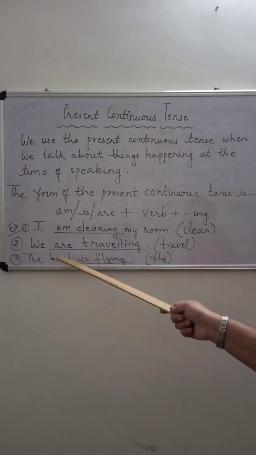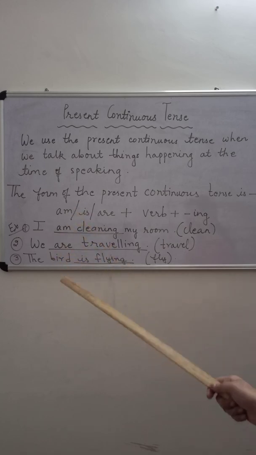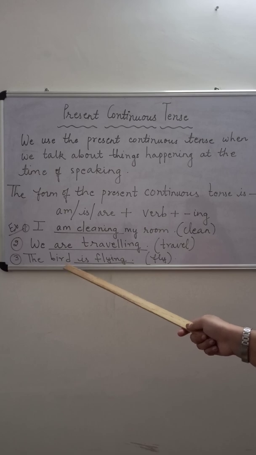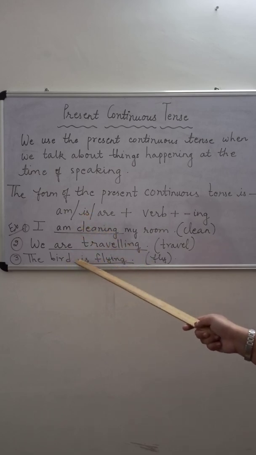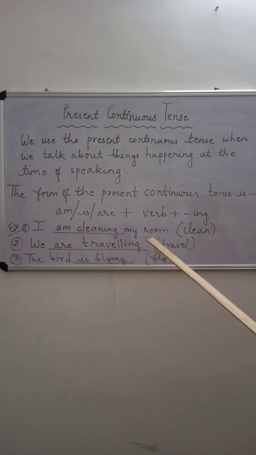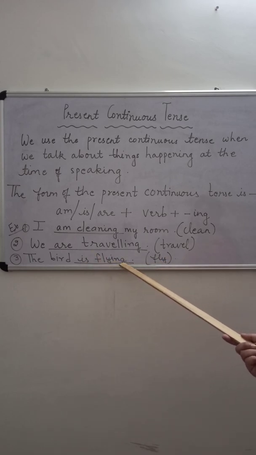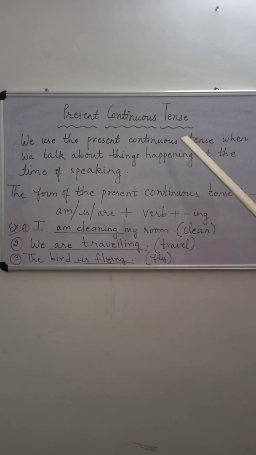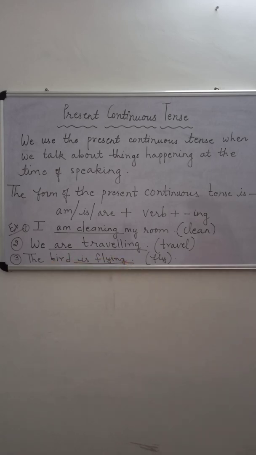Third, the bird dash. Now we are talking about only one bird. We are talking about a singular noun. So with singular noun or pronoun we use is. So first we will write is, and we will write the ing form of the verb. So fly becomes flying. So is flying will be written in the present continuous tense form. So the sentence becomes the bird is flying.